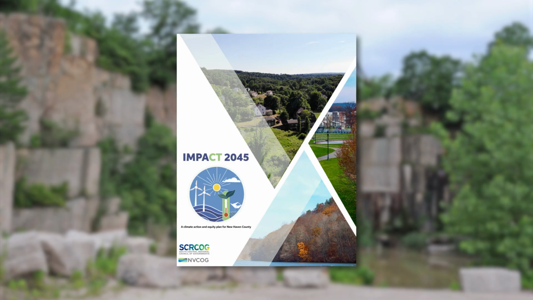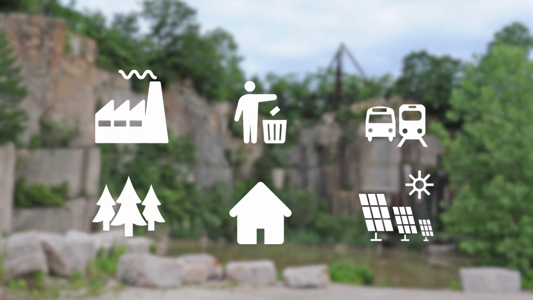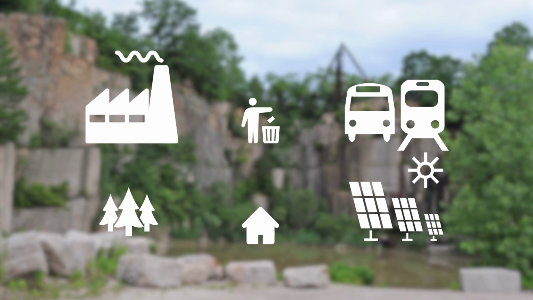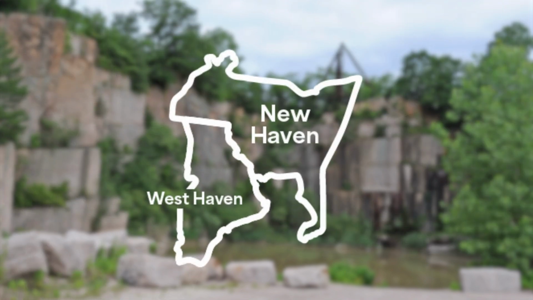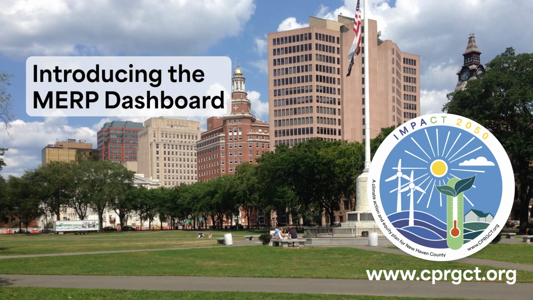Our mitigation strategies are comprehensive and wide-ranging. However, as our analysis has found, not all of them can happen at the local level. Each of them has an impact on greenhouse gas emissions, but some are more effective than others. On top of that, different towns are at different stages in their planning towards reducing greenhouse gases. The purpose of the MERP is to help you choose from the Impact 2050 mitigation strategies to reduce the most greenhouse gas emissions in your municipality.